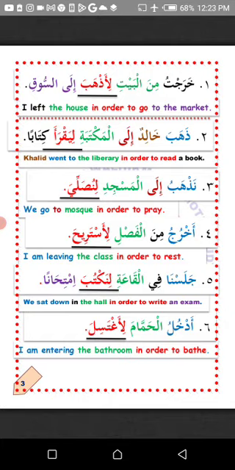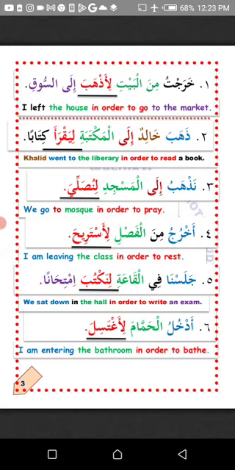The reason why Khalid went to the library is to read a book, which has been indicated by the use of li. So somebody may ask in Arabic, لماذا ذهب خالد إلى المكتبة? That means, why did Khalid go to the library? One can now respond saying, ذهب خالد إلى المكتبة ليقرأ كتابا. Khalid went to the library so as to read a book.